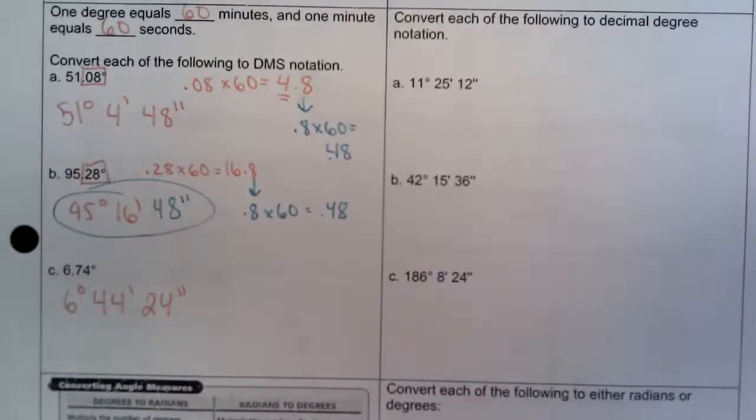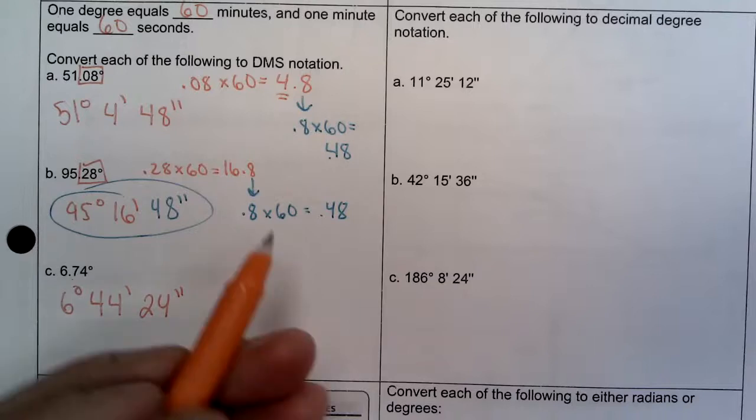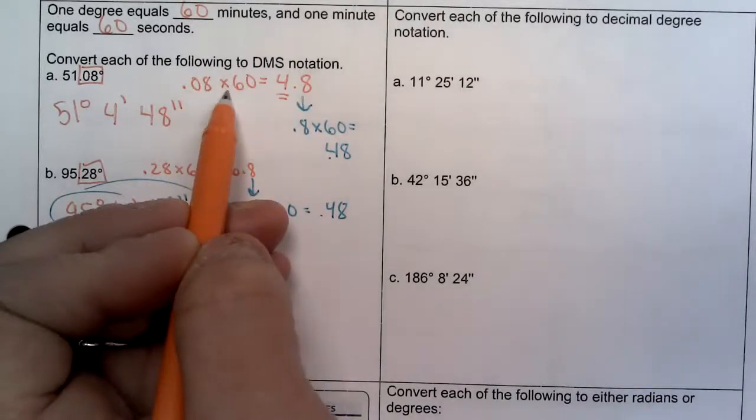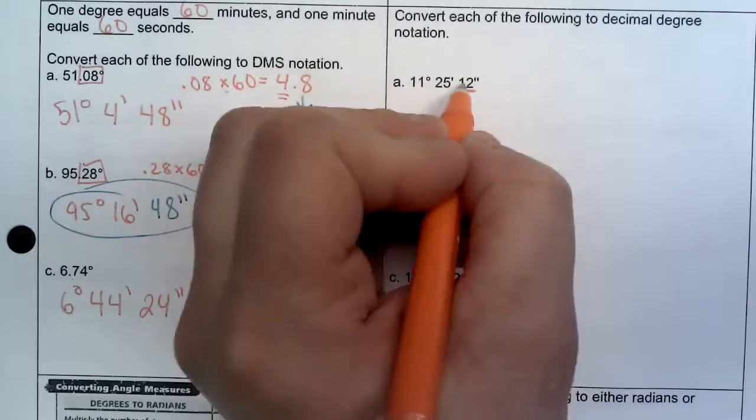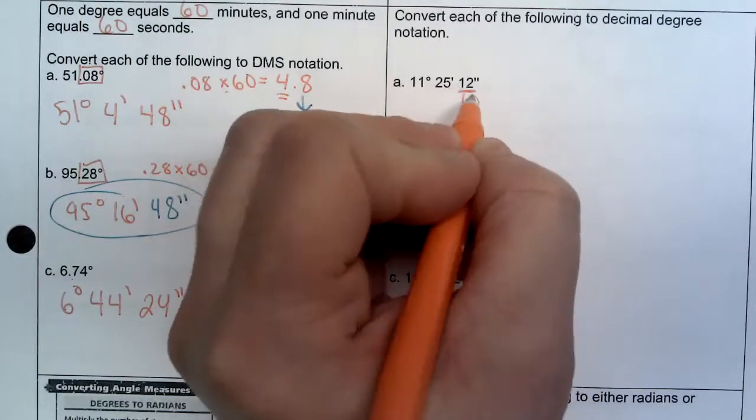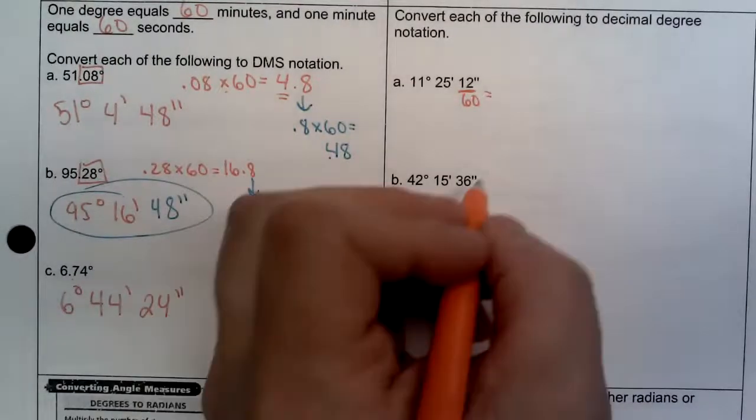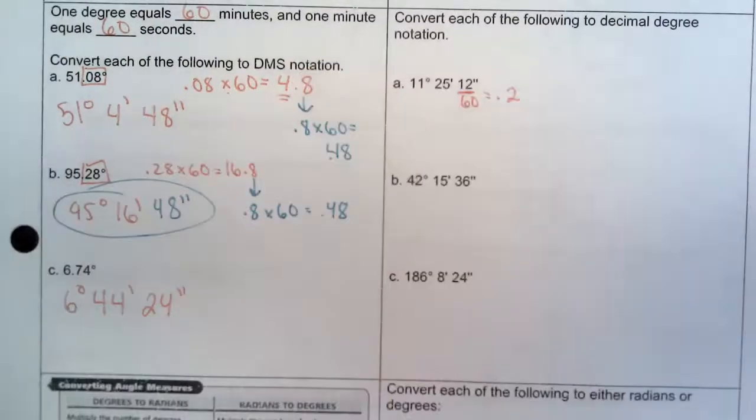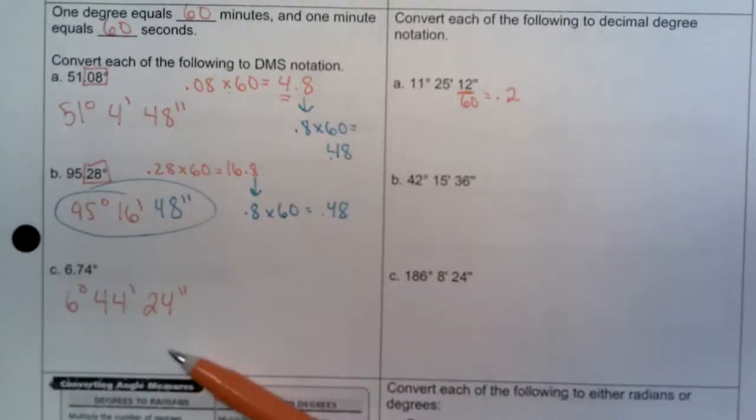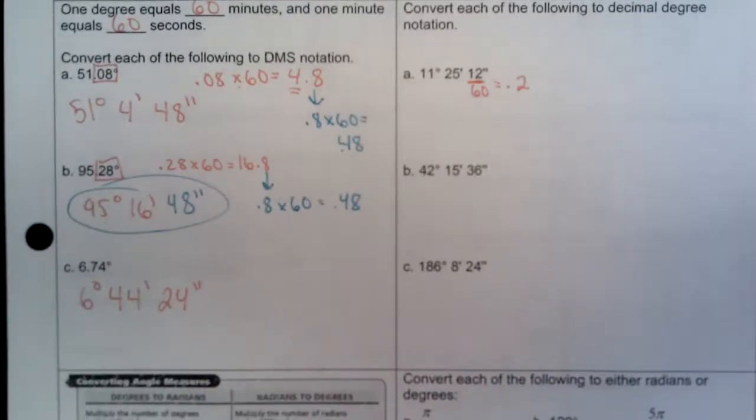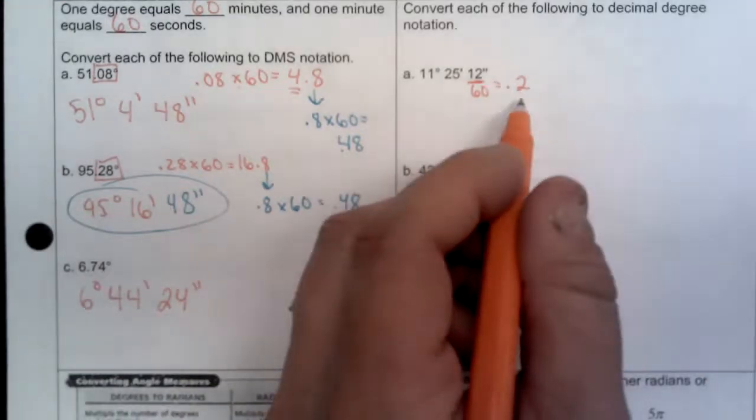So now we're going to go backwards. We're going to convert each of the following to decimal degree notation. So here we were multiplying by 60 each time. Here we're going to divide by 60. So we're going to start with the seconds and we're going to divide by 60. So 12 divided by 60 gives me 0.2. So next I have, okay, so that gives us 0.2.